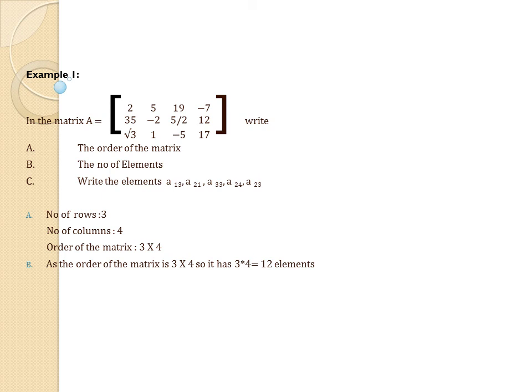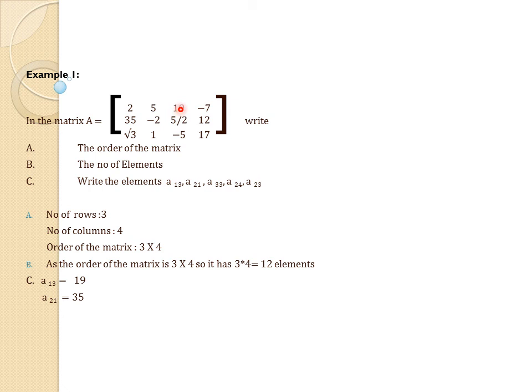Fine. Now the last one. Write the elements A13, A21, A33 and A24. First one is A13. What do 1 and 3 mean? 1 means row number 1, 3 means column number 3. So what is my A13 in this example? Row number 1 is this, and column 3: first column, second column and third column. So the third column entry is 19.